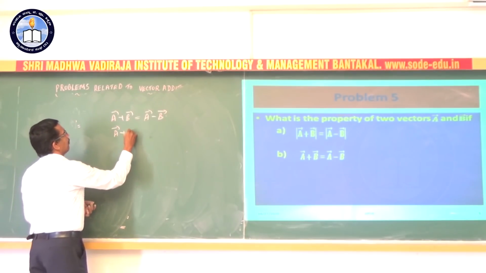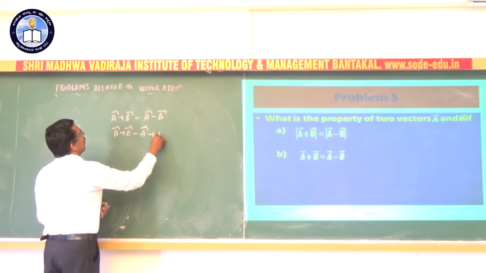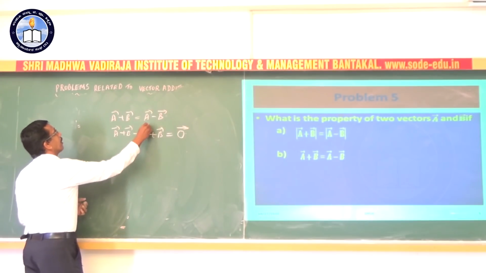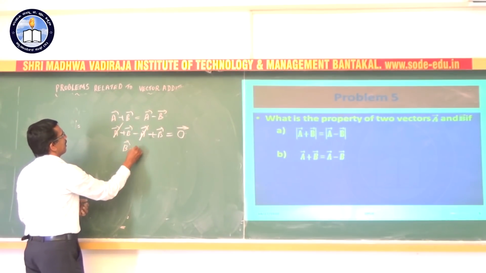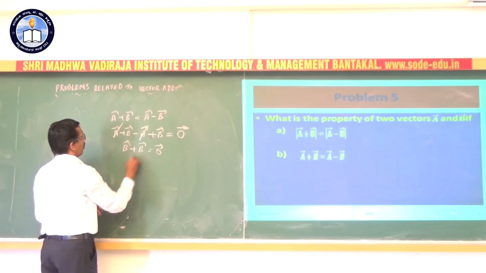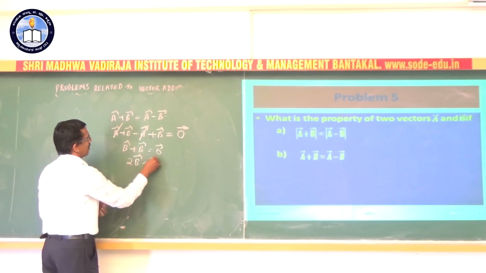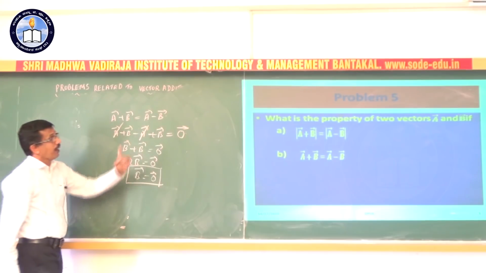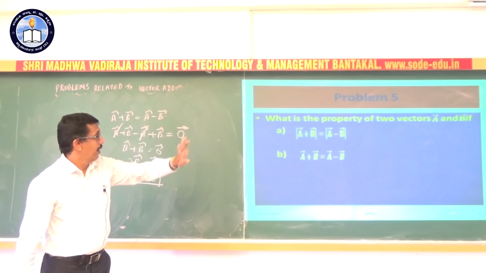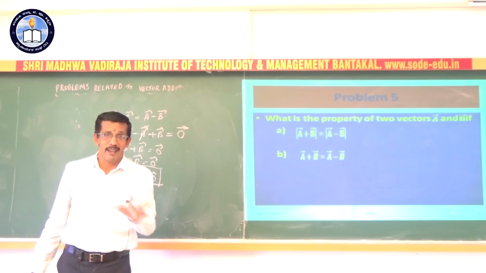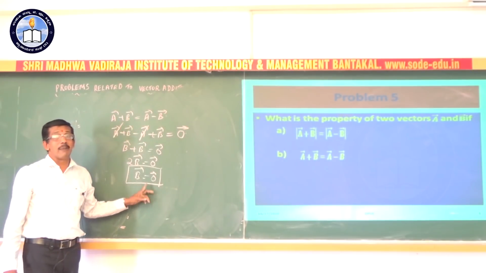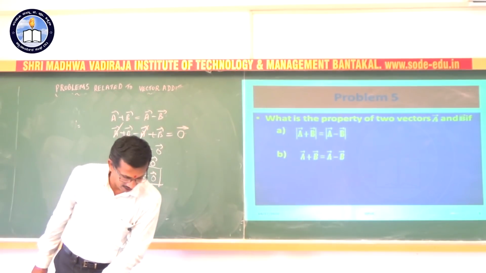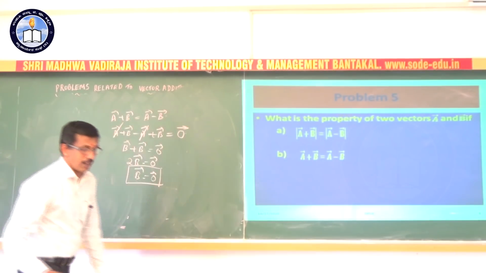What we get? A plus B minus A plus B is equal to 0, or a null vector. Here A vector cancels. B plus B is equal to 0, or 2B vector is 0, or B vector is 0 vector. So, what is the property of two vectors A and B? If A plus B is equal to A minus B, the second vector must be a null vector. This is about problem number 5.